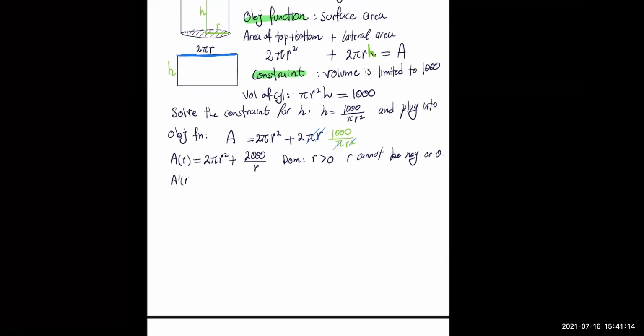Find A prime of r. The derivative of 2 pi r squared: 2 pi is a constant, bring the 2 in front, you get 2 times 2, 4 pi r. Please don't do dr/dt, okay? We're not looking at related rates. And then I hope by now you guys can do the derivative of 1 over r. That's the same thing as r to the negative 1, so 2000 r to the negative 1. Its derivative is negative 2000 r to the negative 2. You can reciprocate that to negative 2000 over r squared.